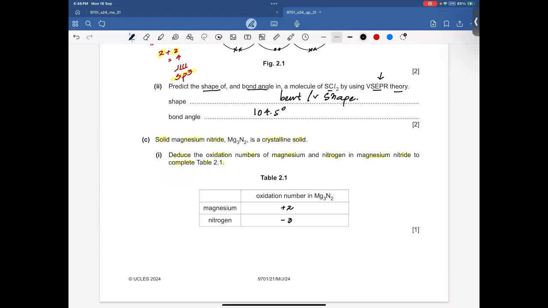Okay. Let me calculate the oxidation state of nitrogen. So we have 2 nitrogen atoms, so let's say 2x. The oxidation state of magnesium is +2. We have 3 magnesium atoms, so times 3, equals 0. Then 2x equals -6. Then x equals -6 by 2. Then x equals -3. So that's the oxidation state of nitrogen.